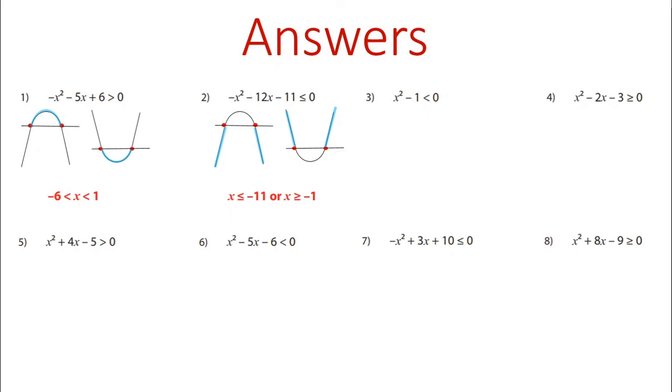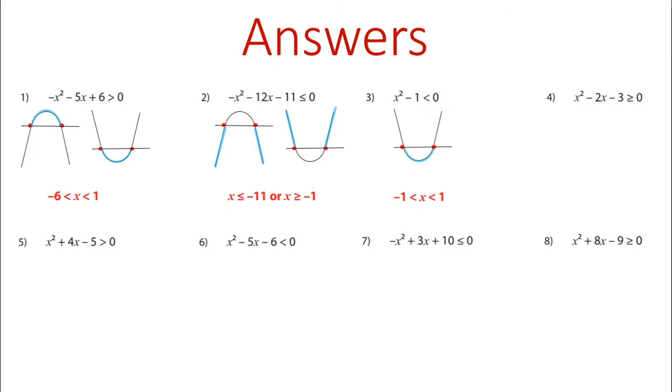For question 3, this time it's a positive parabola. So I would assume you all drew a positive parabola. You found your two roots, and we're looking at the part of the curve that is below the x-axis because the quadratic is less than 0. So our answers are x is between -1 and +1.